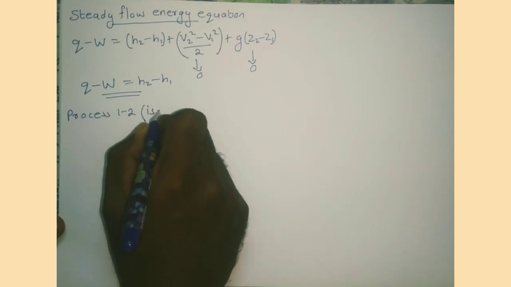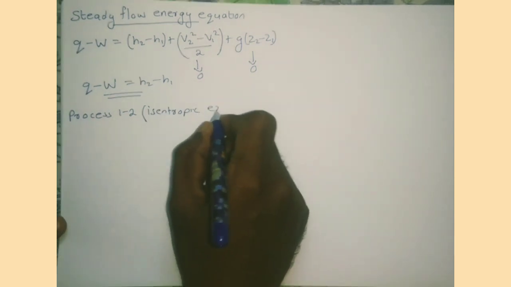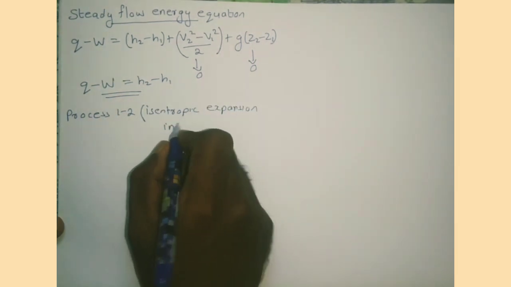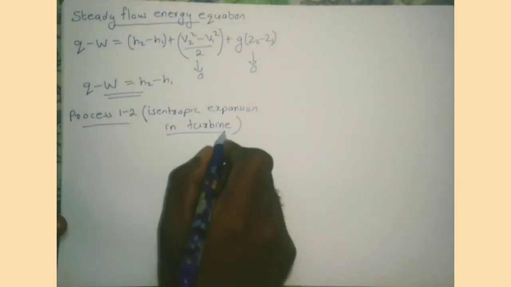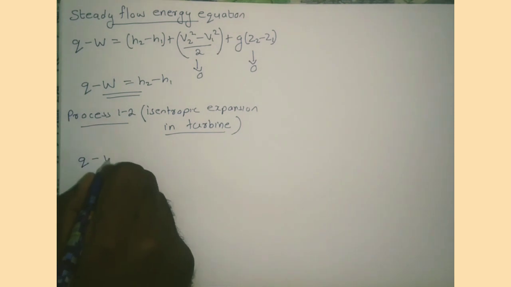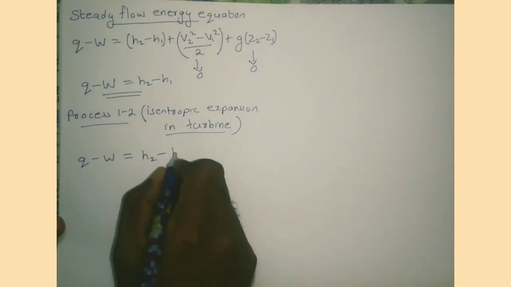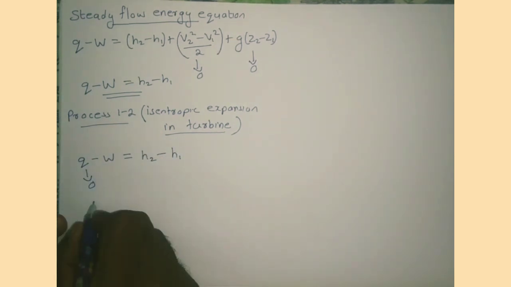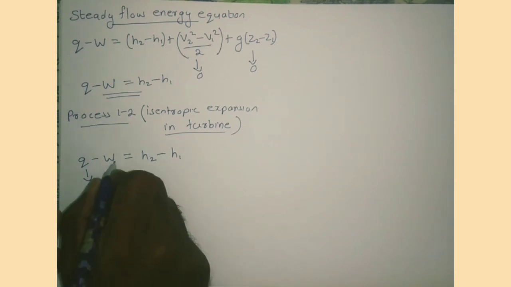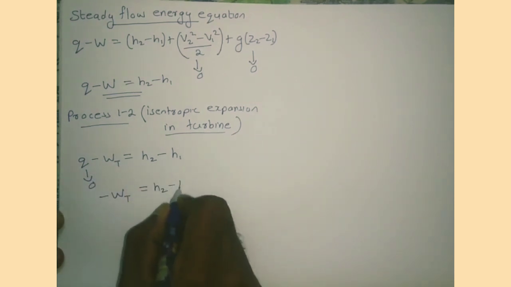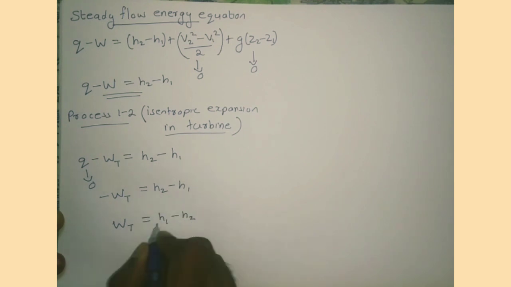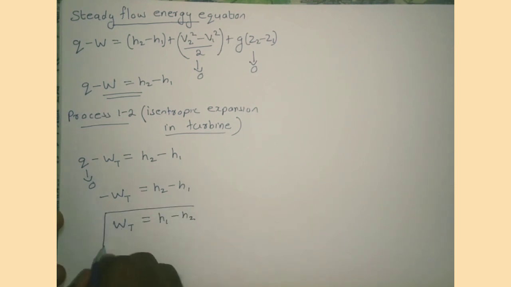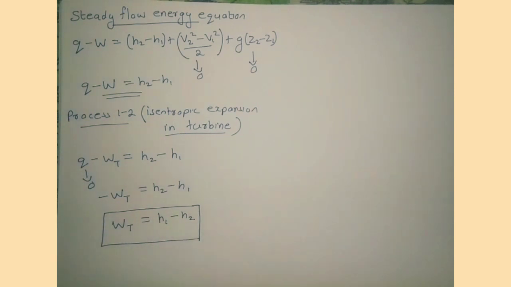Now we are going to apply this steady flow energy equation on each component of the Rankine cycle. First, I am considering process 1 to 2, that is isentropic expansion in turbine. Therefore, we can write Q minus W equals H2 minus H1. In turbine, there is no heat transfer. Therefore, Q equals 0 and work done in turbine is WT. Therefore, minus WT equals H2 minus H1. And therefore, we can write WT equals H1 minus H2.